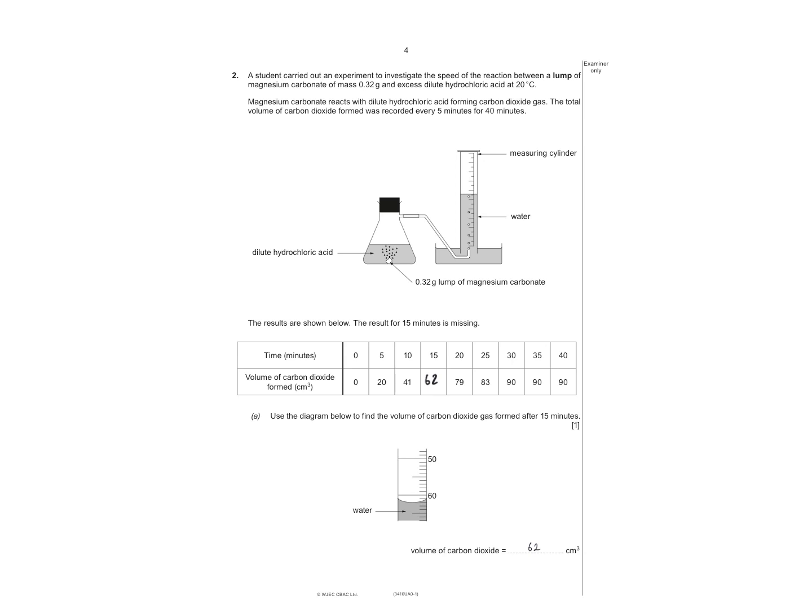A student carried out an experiment to investigate the speed of a reaction between a lump of magnesium carbonate at mass 0.32 grams and excess dilute hydrochloric acid at 20. We've then got a piece of the apparatus here, and they measured the total volume formed every 5 minutes for 40 minutes. We've then got the results for this, but we've got a missing number at 15, and they've asked us to use below to find the volume formed after 15 minutes.